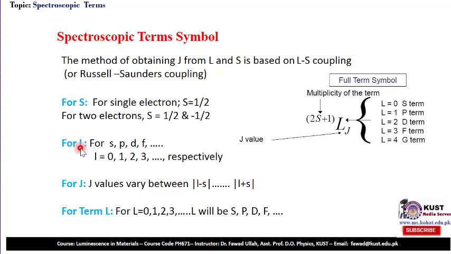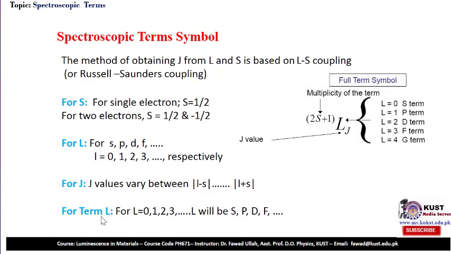Then for orbital quantum number, we have SPDF. So these s, p, d, f orbitals correspond to L equal to 0, 1, 2, 3 respectively. Then for total angular momentum quantum number J, the J values vary according to Russell-Saunders coupling, also called LS coupling. Here the J values vary from L minus S to L plus S.